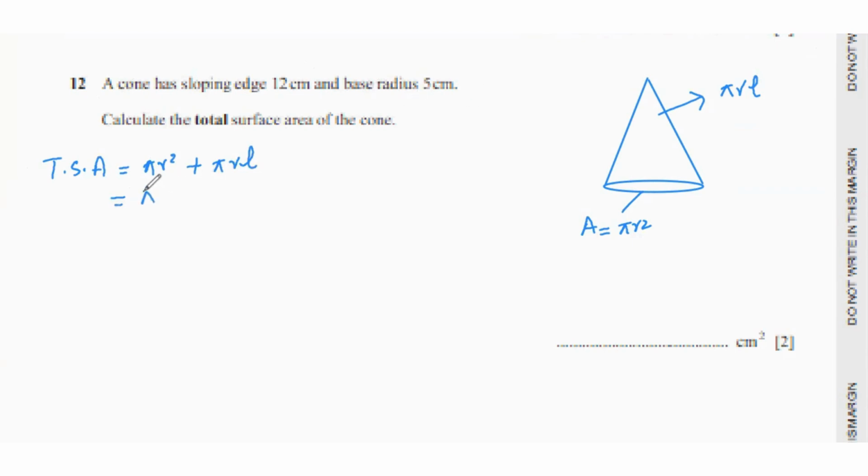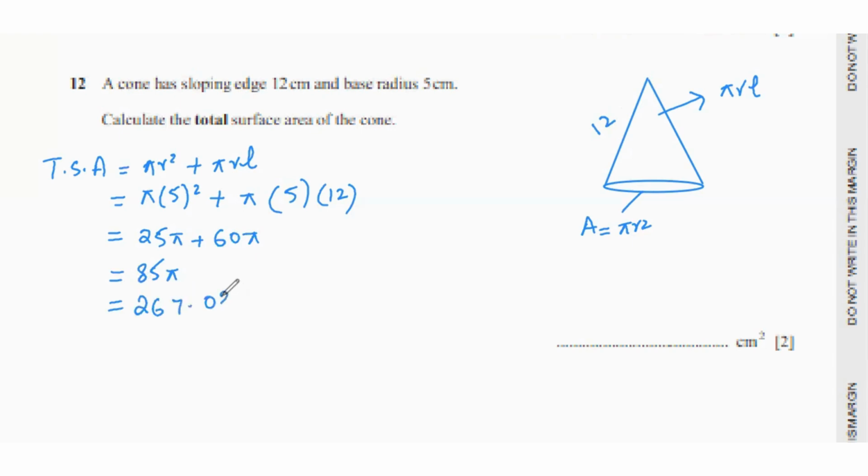Radius is 5, so pi times 5 squared plus pi times 5 times the sloping edge, which is the curved length, the slant height. That's 12. So 25 pi plus 60 pi, which is 85 pi. Multiply 85 with pi, and that's going to give you the value for the total surface area, 267.03 centimeters squared. That's the total surface area of this cone.